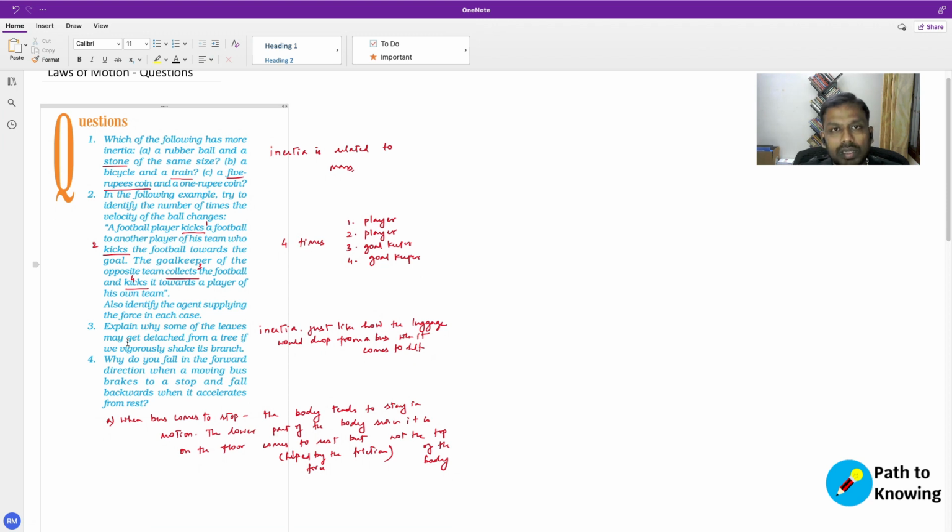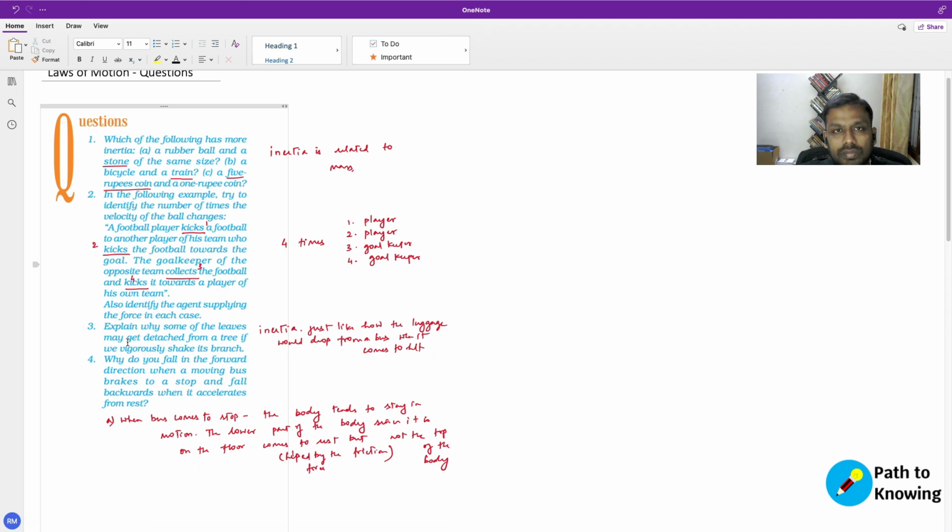Because of that friction, your legs will immediately start to move along with the bus. However, your top portion of the body will tend to be at rest because it has been at rest until then, so it will take some time to get into motion. If the acceleration is too fast, your top portion will stay at rest while your legs move forward, so you will tend to fall backwards.